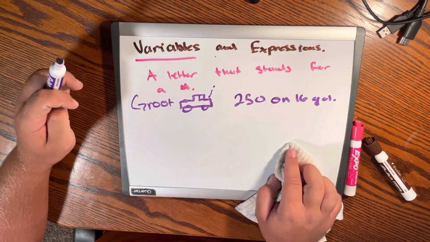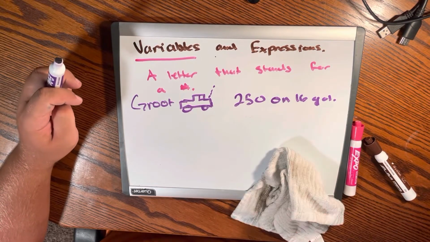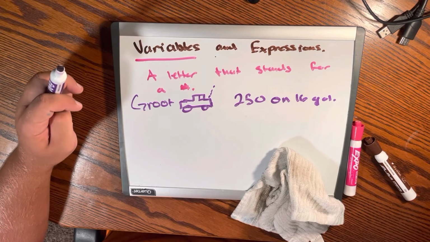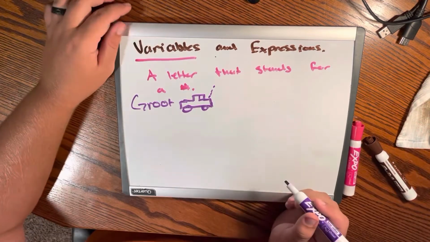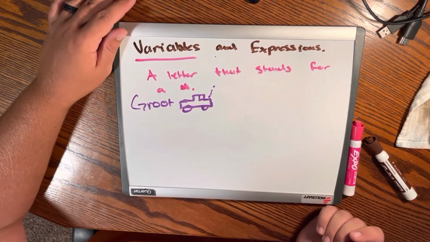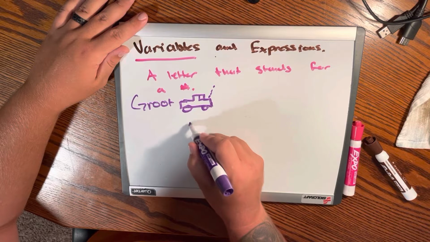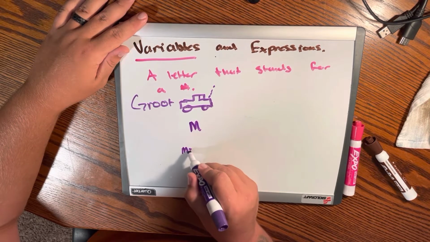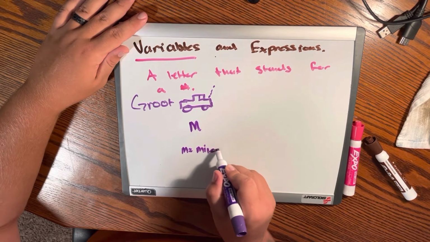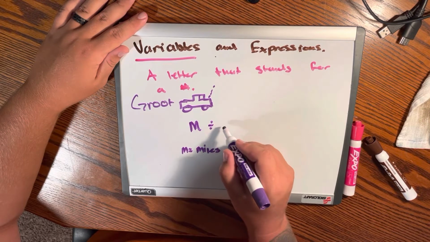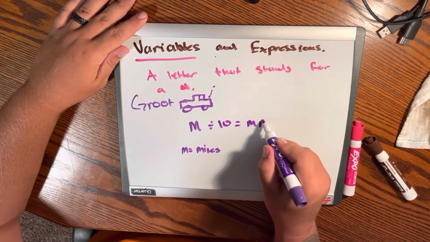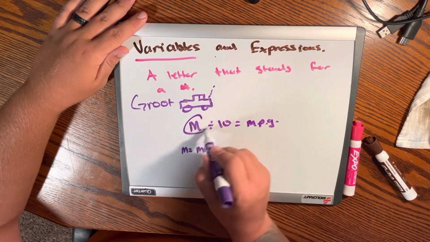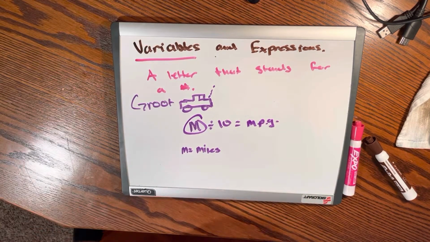Now, if you were to make an equation that fits any vehicle and you're doing it consistently for, say, 10 gallons, you could say M, where M equals miles divided by the gallons, but we're saying 10 gallons would equal your miles per gallon. M would be the variable.